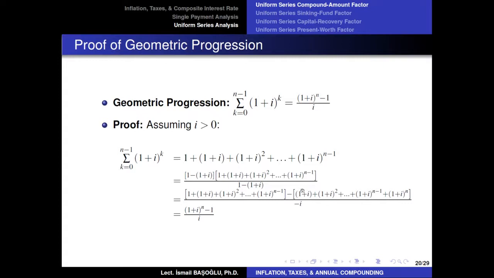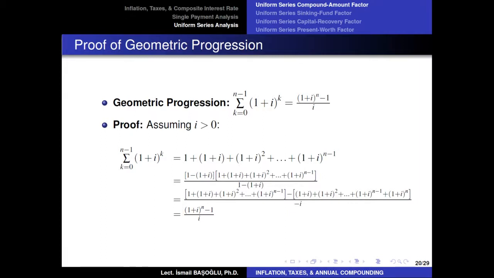In fact, in the numerator, only two components will be left: the 1 coming from the first series and (1 + i)^n coming from the second series, which is going to be subtracted. And in the denominator, remember, as we have multiplied the numerator by 1 − (1 + i), we are dividing by it as well. In the denominator, we are simply going to get minus i. And after multiplying the numerator and the denominator by negative 1, you are going to get ((1 + i)^n − 1) divided by i.